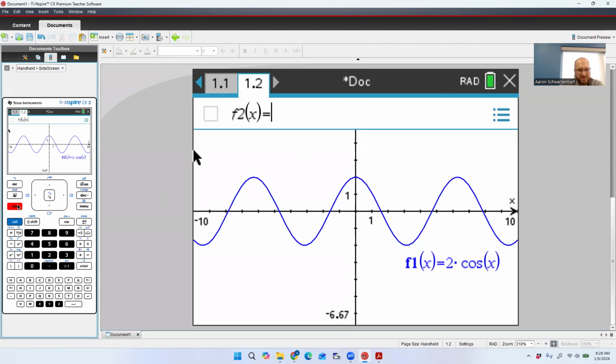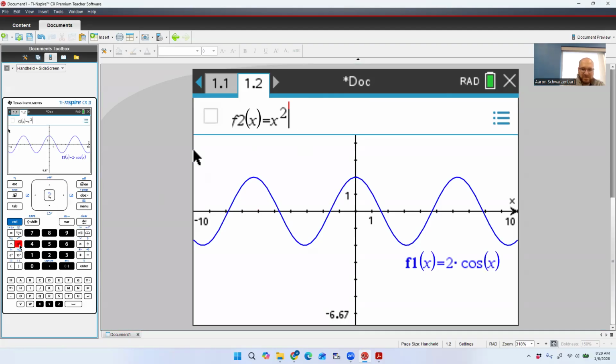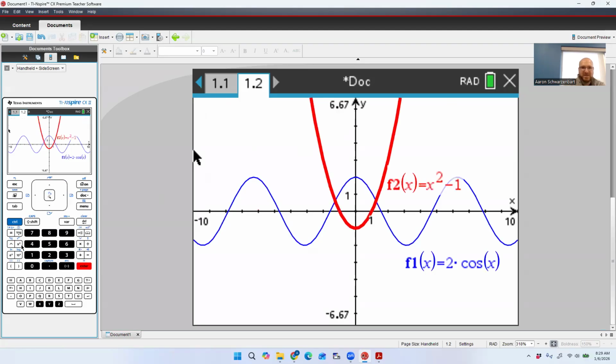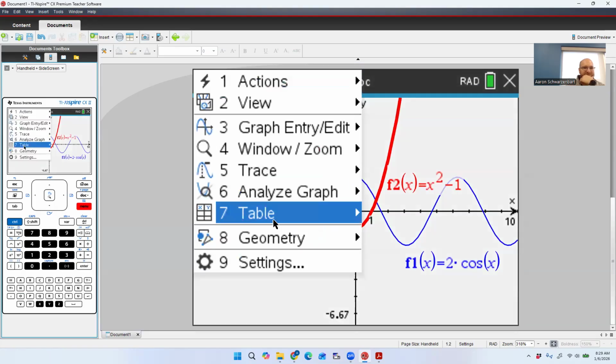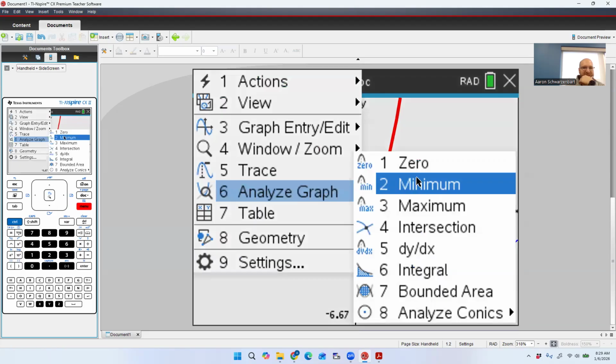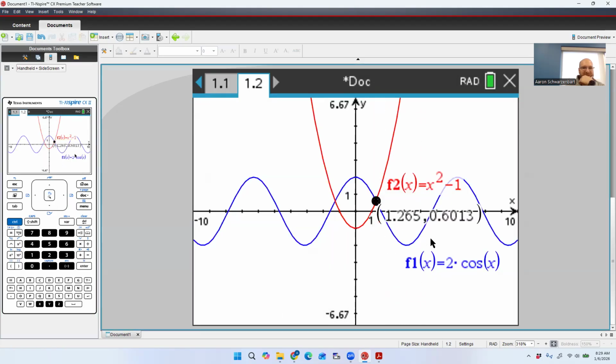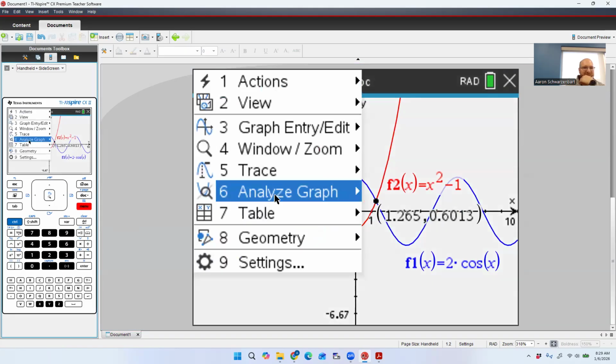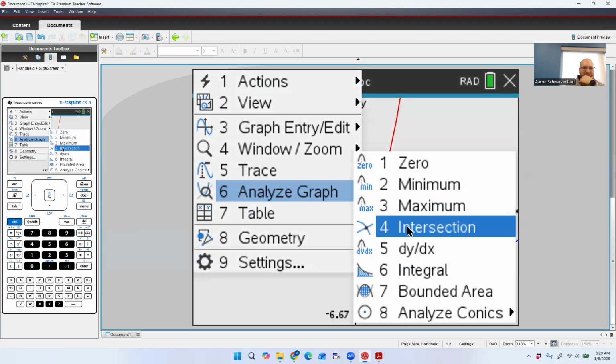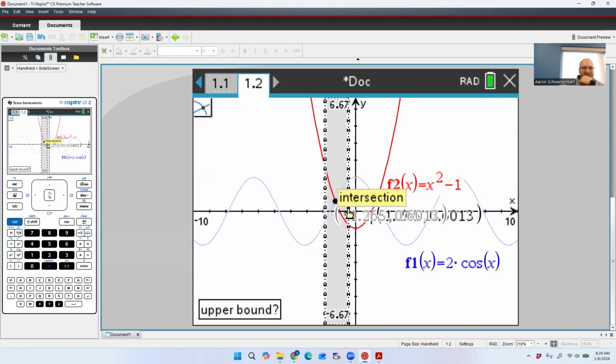So I need to find my intersection points, right? Intersections, 1.265. My guess is that they're just opposites, but it's easy enough to double check that I should.